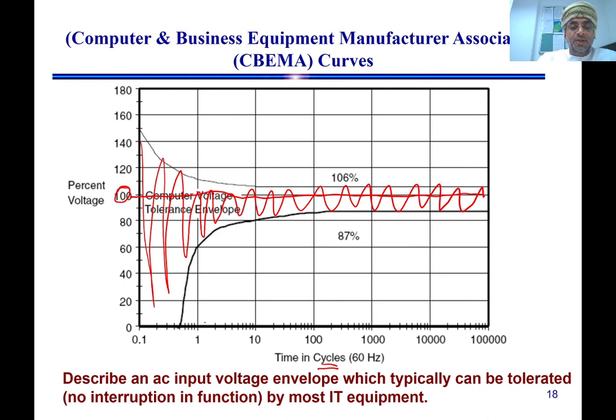Don't forget that 1 cycle is 20 milliseconds. So this is even less than one cycle, about 0.5 cycle and so on. Then the computer can tolerate a drop in voltage even to 87% of the rated voltage for a long duration. And it can also handle a voltage which is more than the rated voltage by another 6%, also for a long time.